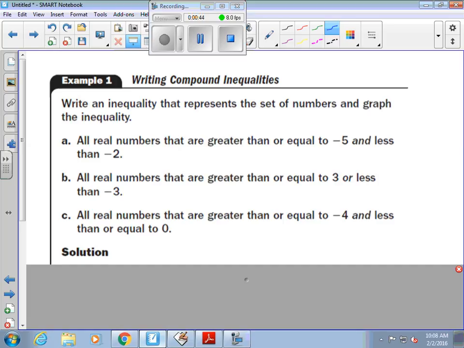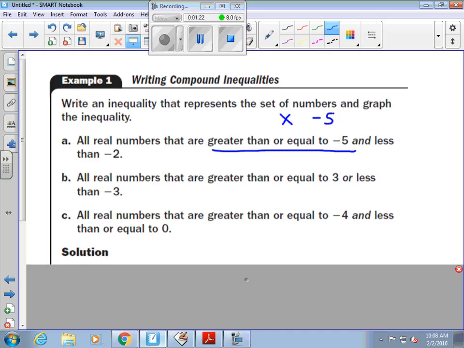Write an inequality that represents the set of numbers and graph the inequality. So the first one: all real numbers that are greater than or equal to -5. The easiest way to do this is to write them as two separate ones and then put them together. Greater than or equal to -5. So what you want to do is say x and say -5. Everybody write that right on top of it, just like I did. X and -5. Then you want to put a symbol in the middle to represent that. The numbers are greater than or equal to -5.